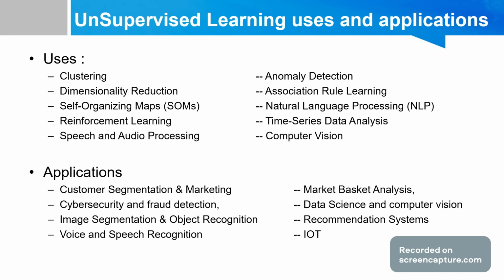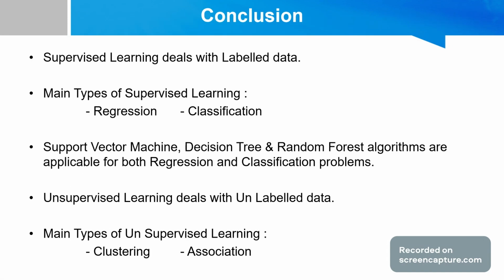Those are the applications. And in conclusion, I want to say that supervised learning deals with a labeled dataset which has output, and the main types are regression and classification. And support vector machine, decision tree, and random forest algorithms are applicable for both regression and classification problems. Unsupervised learning deals with an unlabeled dataset which doesn't have the output, and the main types are clustering and association algorithms. These are the types.